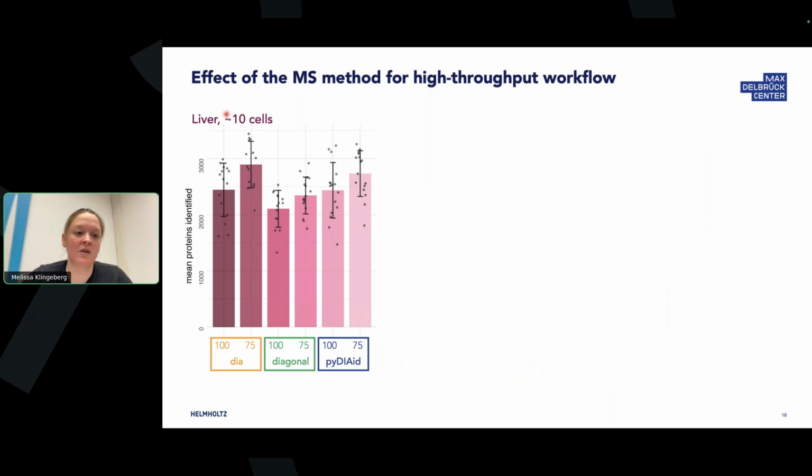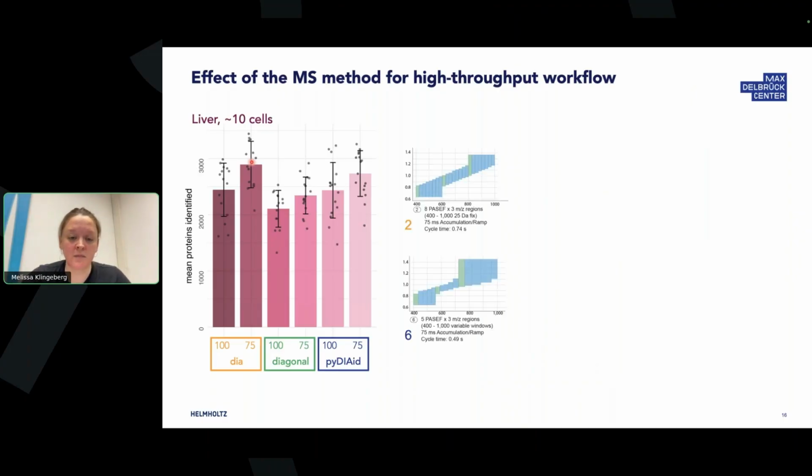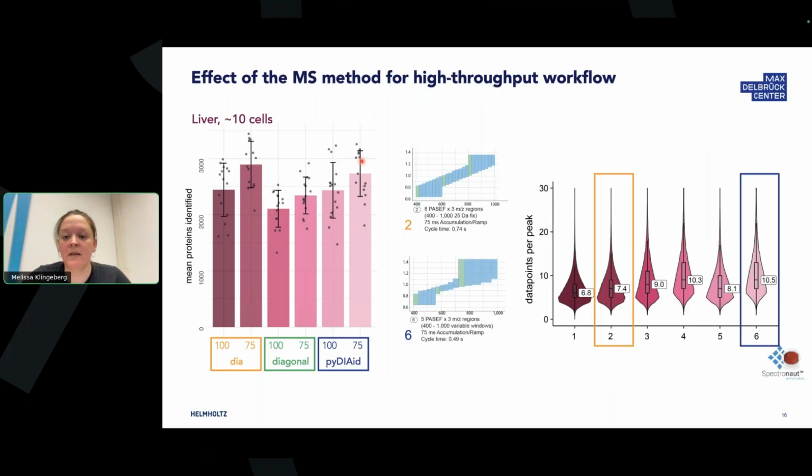When we benchmark this on approximately 10 liver cells, you can really nicely appreciate that with decreased accumulation and ramp time in the TIMS cell, we have a deeper protein coverage. And we were really happy with the results from this method number 2 and number 6 over here. And then when we look, this is not CVs, this is the data points per peak, we can appreciate those really high numbers for the data points per peak for the PyDIAID optimized method.